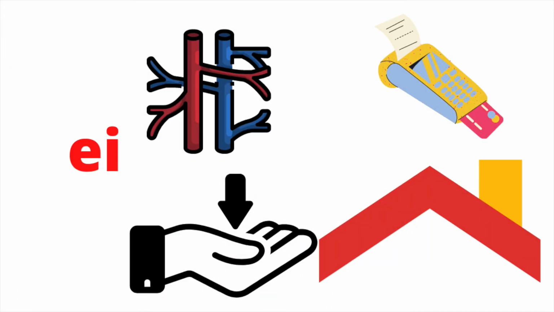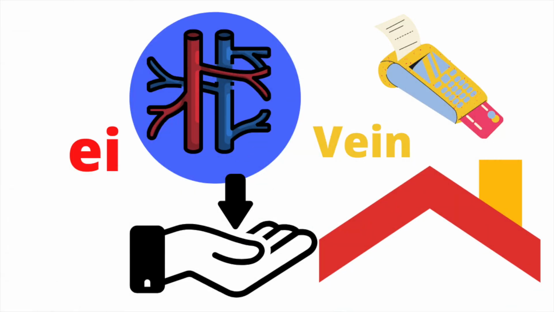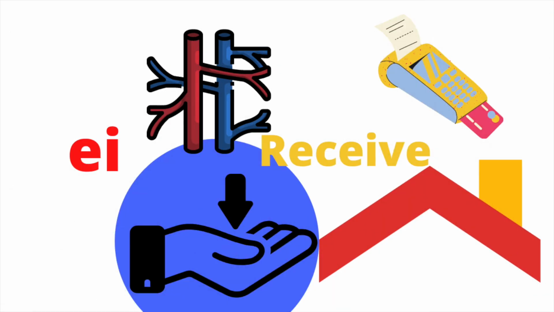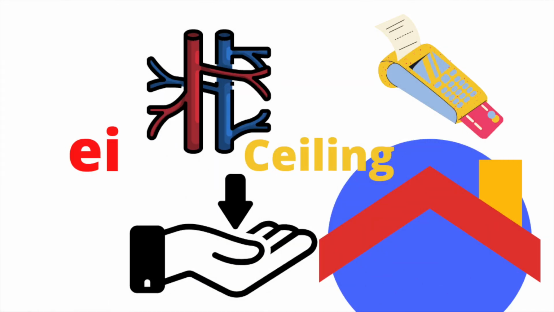EI has two sounds as A and E. Bane, A. Receipt, E. Receive, E. Ceiling, E.